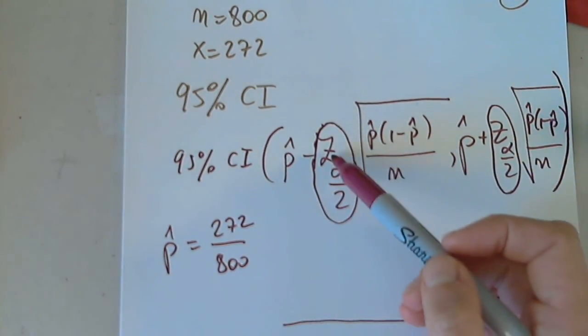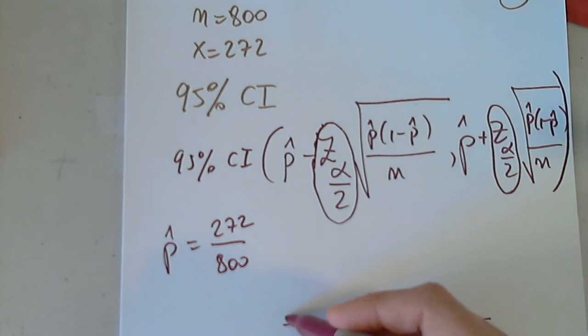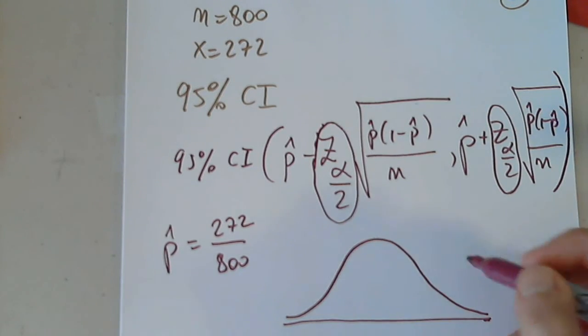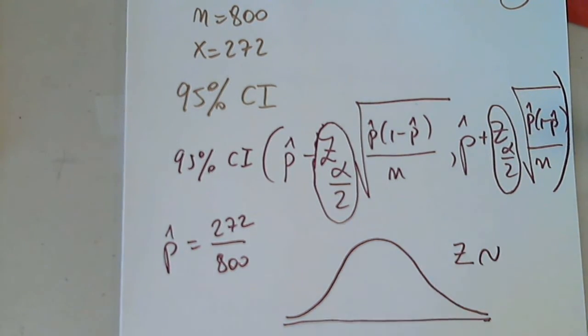Okay, so since we are talking about z, what kind of distribution has z scores? Can anyone tell us the distribution for z?